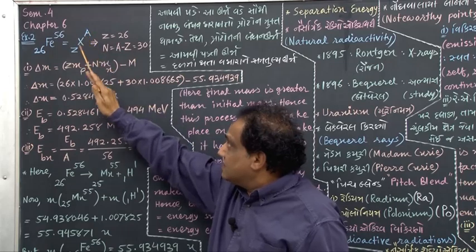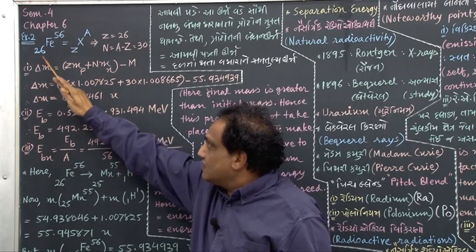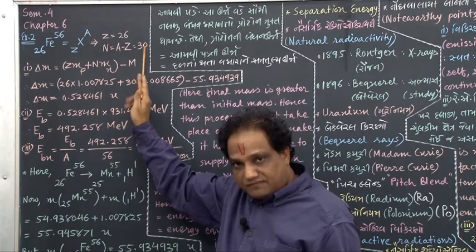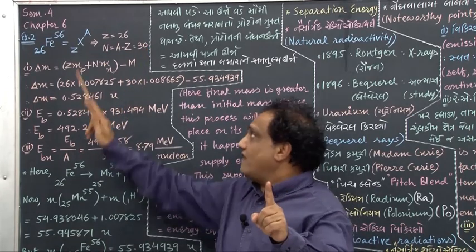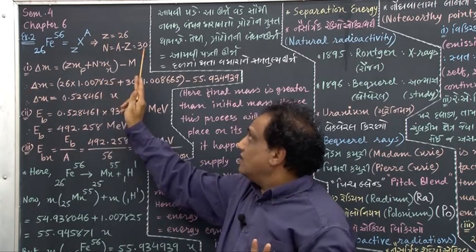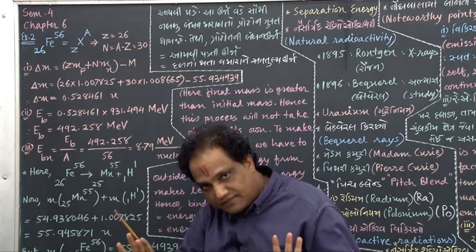So it is this minus this. 56 minus 26, it is 30, correct? So in the nucleus of iron, there are 26 protons and 30 neutrons, correct?